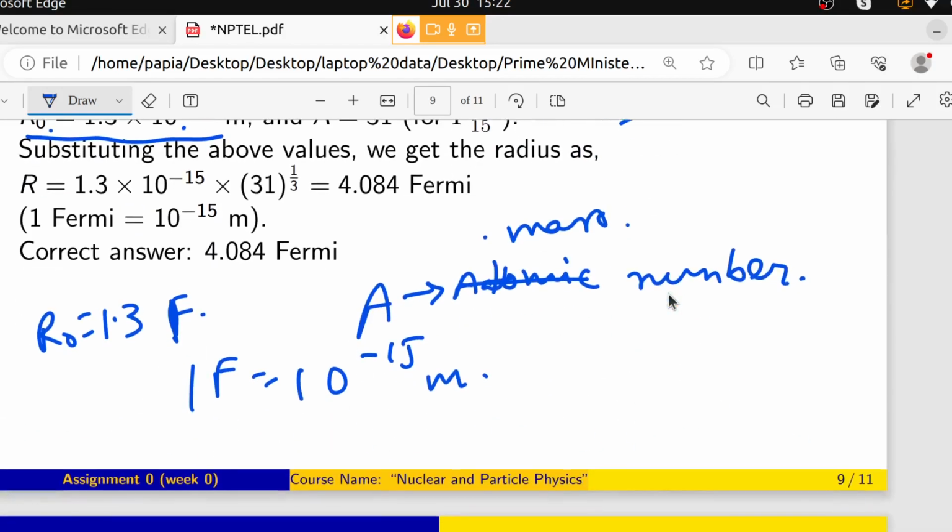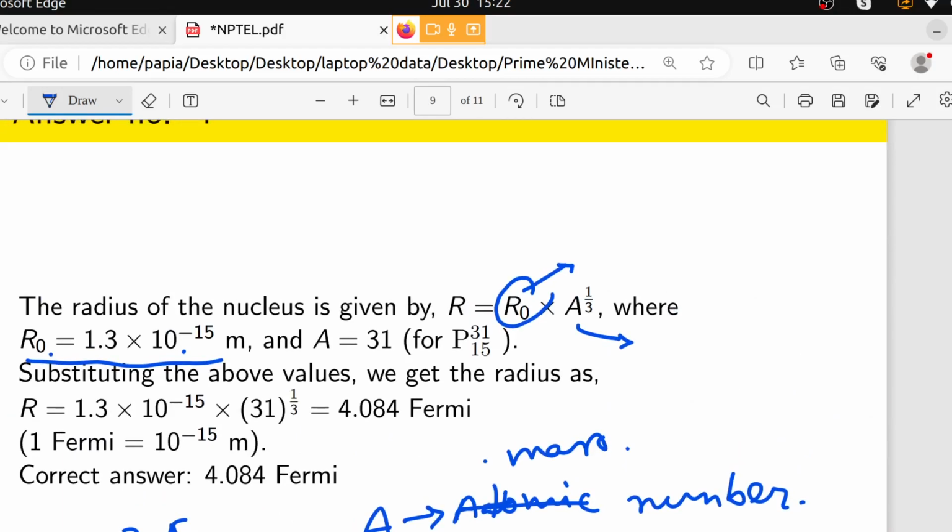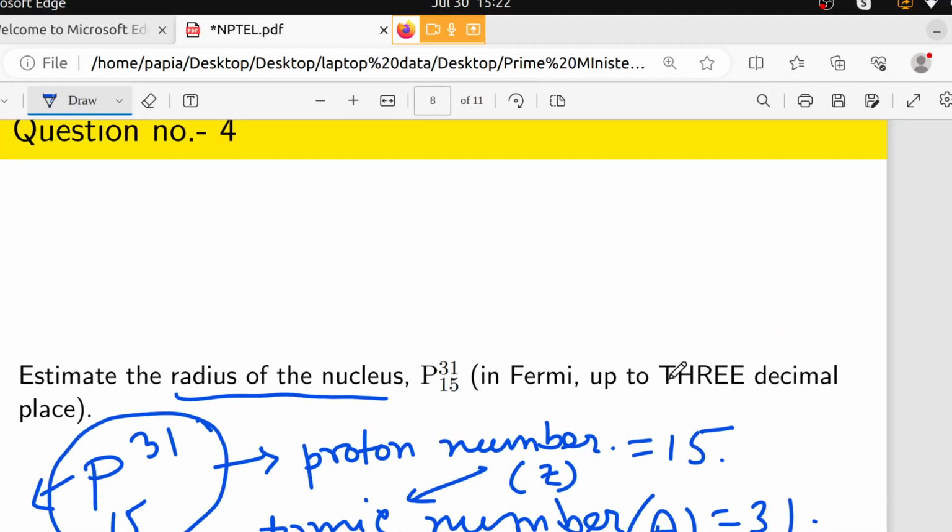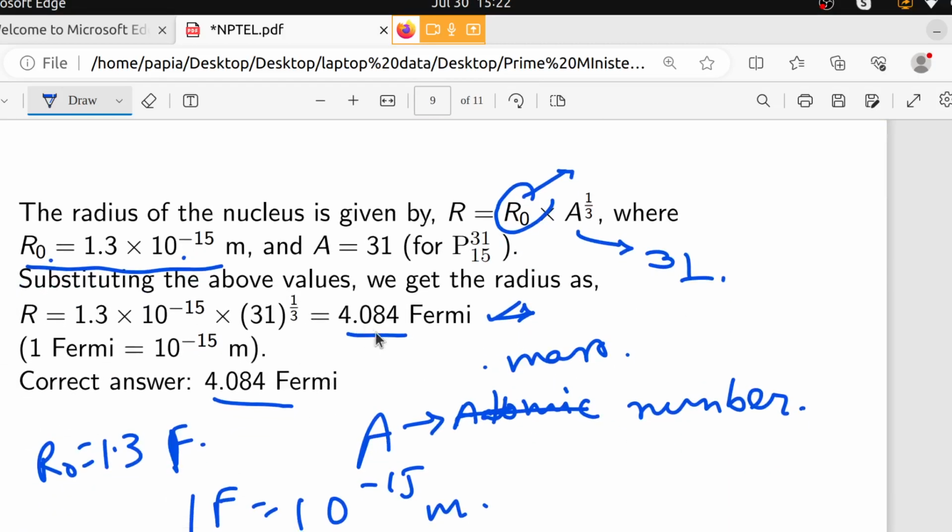31, yes. So the A is 31. If I put all the expressions here, then we can have a number like 4.084 Fermi. So the correct answer will be 4.084 Fermi, and it should be in Fermi unit, and it has already been mentioned in Fermi up to 3 decimal places.